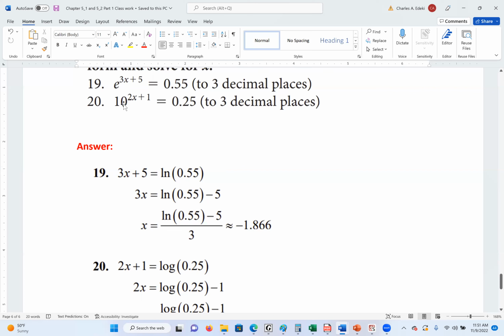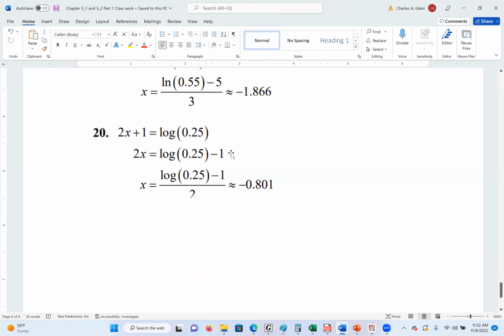So that's here, 2x equal to log base 10 of 0.25. 2x plus 1, 1 is positive, crosses the equal sign, becomes negative. 2 is multiplied by x, crosses the equal sign, is going to divide. Then we can use our calculator to find the log base 10 of 0.25. The answer we get, we subtract 1 from it, then we divide it by 2, and then our final answer will be negative 0.801.